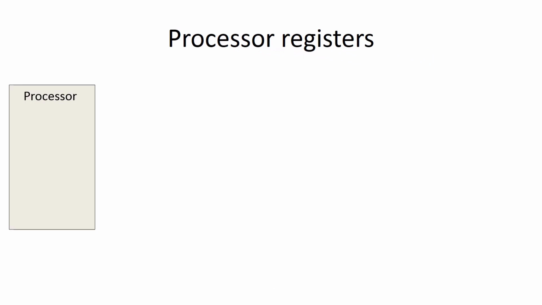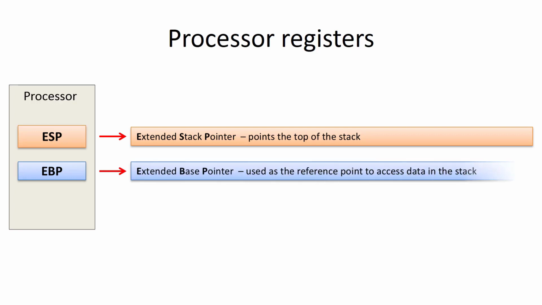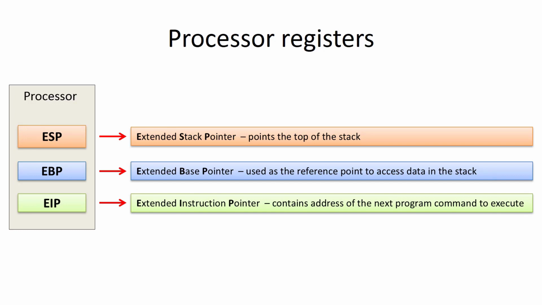Now, I would like to explain what registers of the processor are used with the stack. The first one is ESP, Extended Stack Pointer. It always contains the address of the top element in the stack. So when a new element is added to the stack, the value of the stack pointer is decremented. Extended base pointer is used for quick access to the variables and arguments stored in the stack. And finally, extended instruction pointer has the address of the next program instruction to be executed.